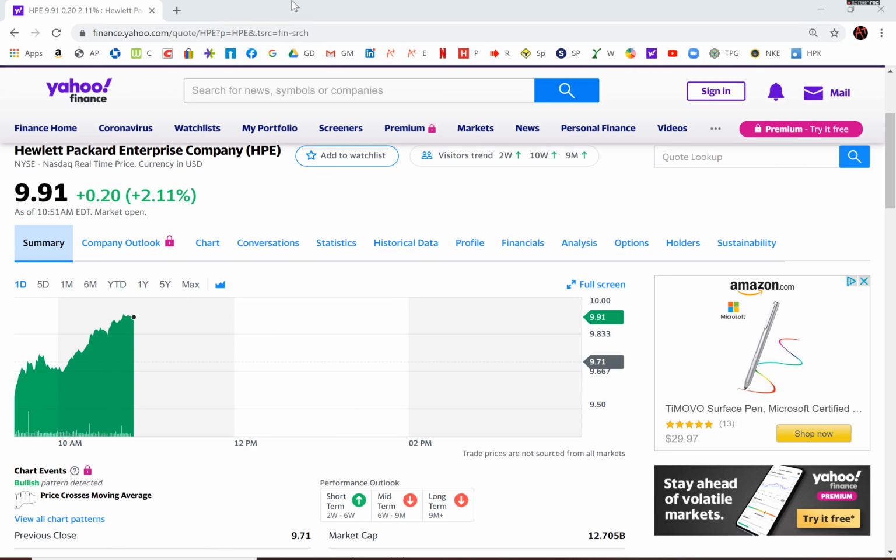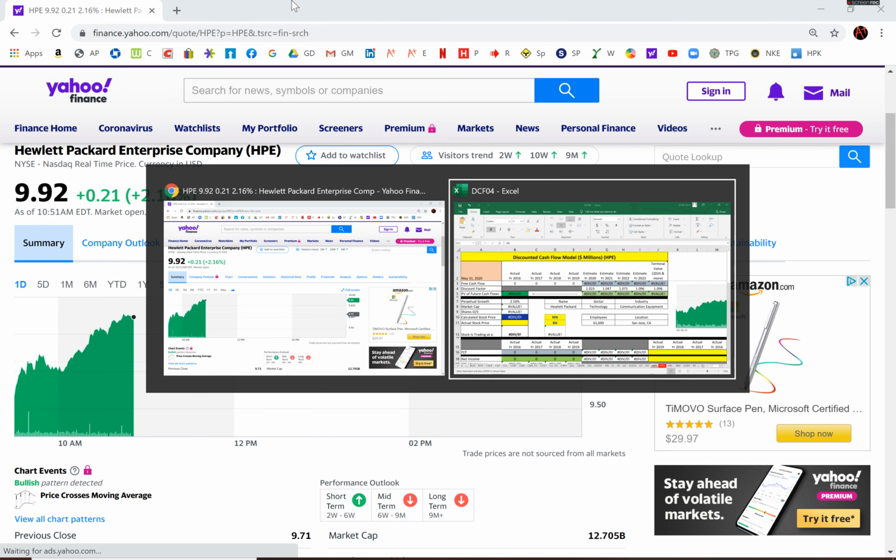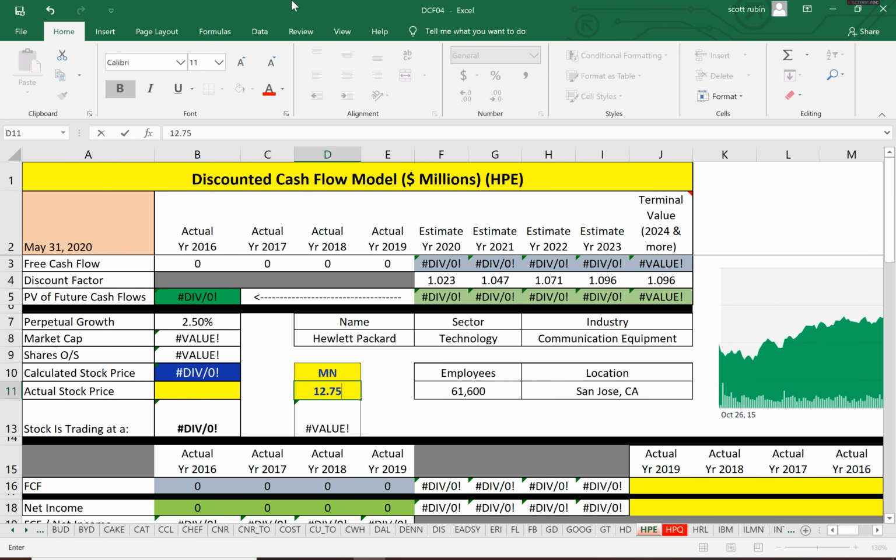We're going to calculate the stock price for Hewlett Packard. The first thing we need is market cap, which is 12.75 billion, and now the stock price of 9.92. Now we know the shares outstanding. It's just the market cap divided by the stock price, which is 1.3 billion shares.